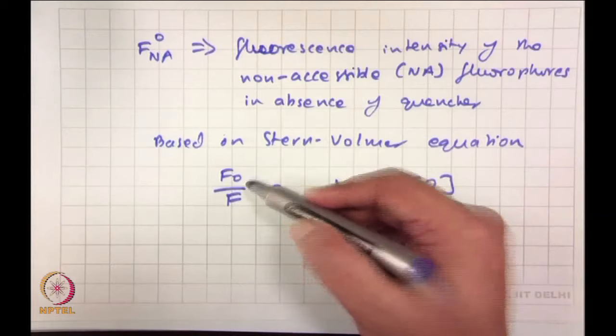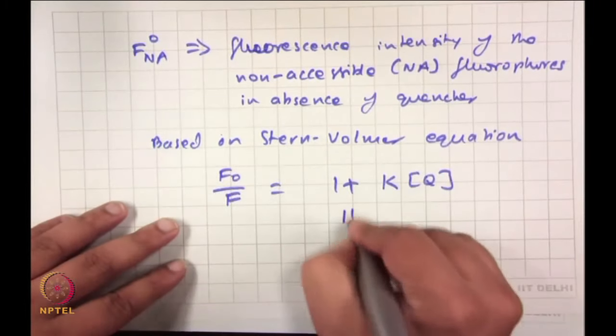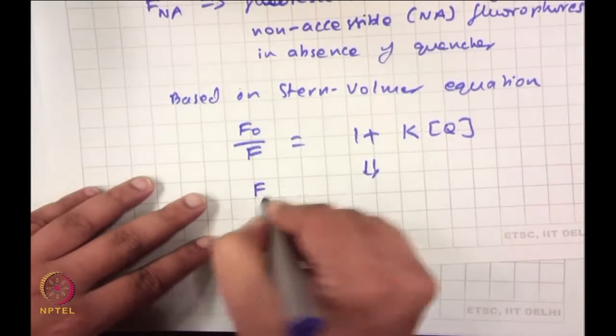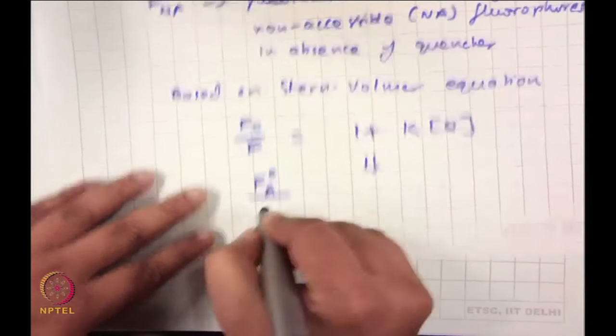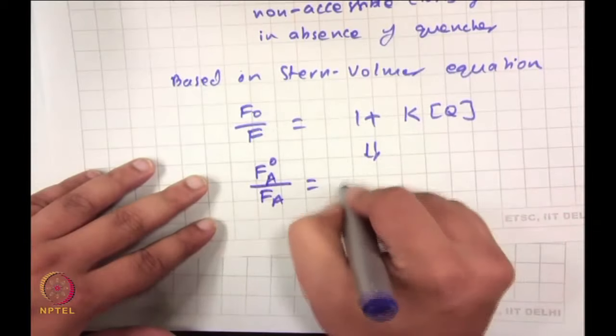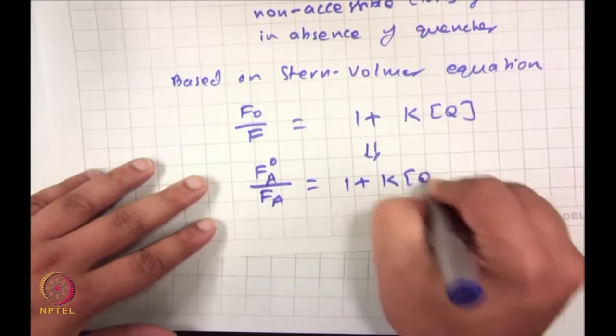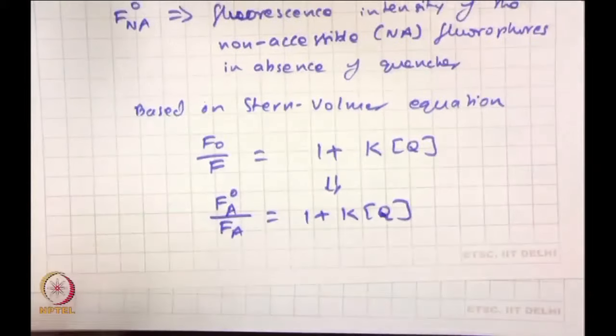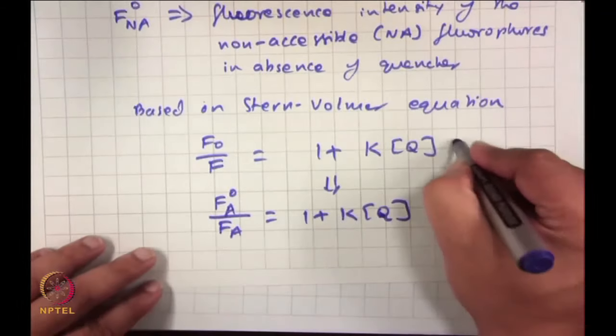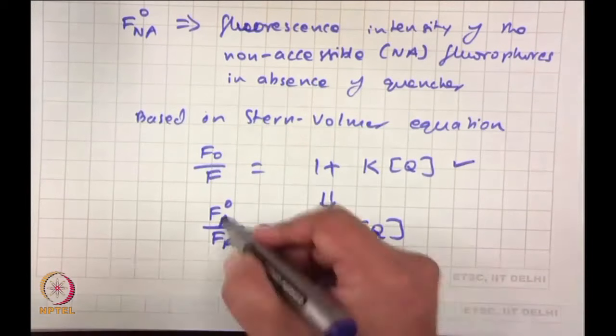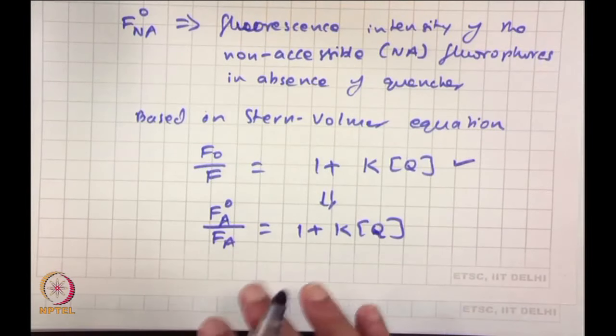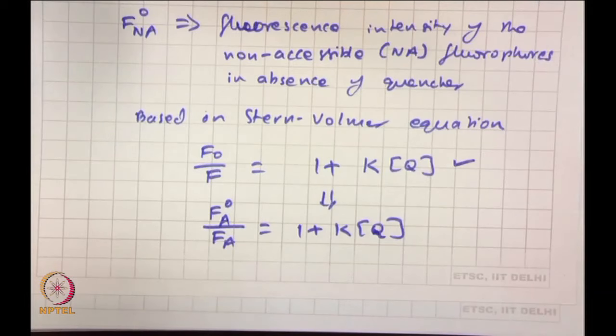However, what I will do here is write this as F_A0 over F_A is equal to 1 plus k times [Q]. Just to make the point, this one you have already encountered. Here F_A is the fluorescence intensity of the accessible part, because, as we just said, the non-accessible portion is not being accessed by the quenchers, and hence it is not being quenched. Good. So, this is one part.